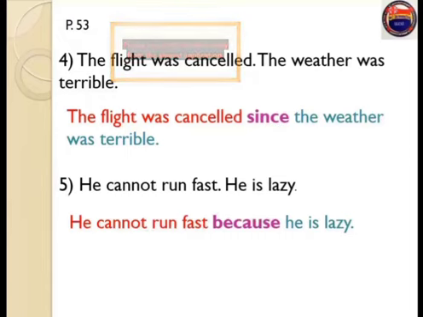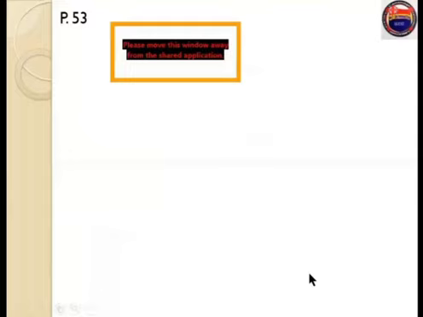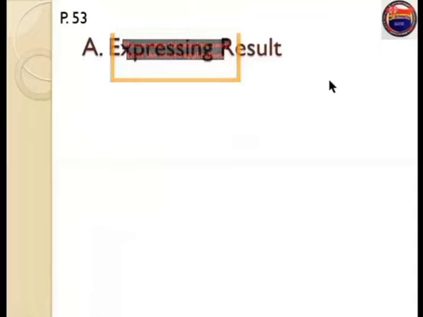Yes, Zain, owing to, due to, owing to, or because of. Yes, Kinsey, but just spell it correctly. So he cannot run fast because of his laziness, due to his laziness, or owing to his laziness. Yes, Malika, you just wrote them all. Thank you very much. Okay, now let's move to the next job for a linking word. It's expressing result.